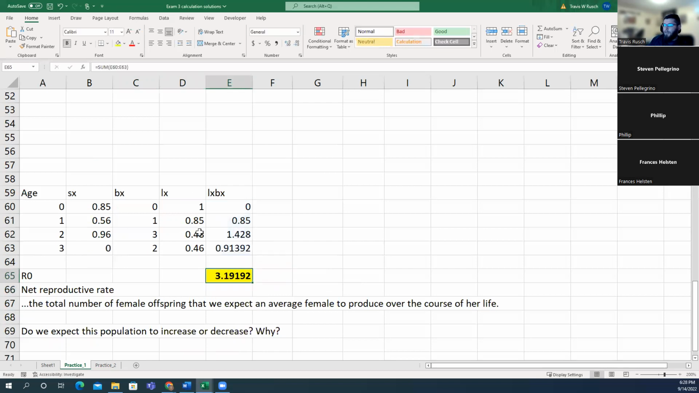So we get a value of 3 point something, and what that value means is the total number of offspring that we can expect an average female to produce over the course of her life. So if we have a value of 3 here, and we get asked this question, do we expect this population to increase or decrease, and why? What would we say?